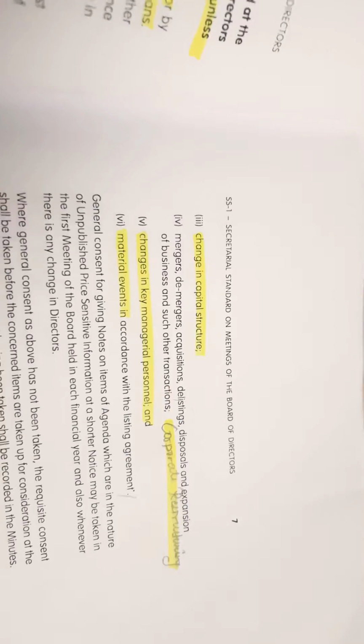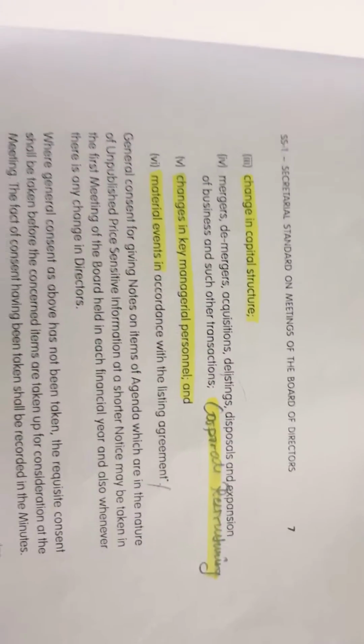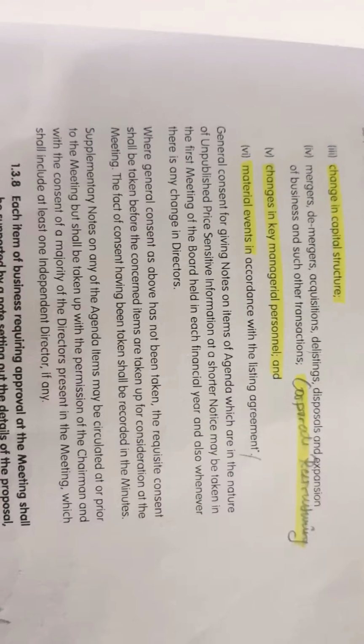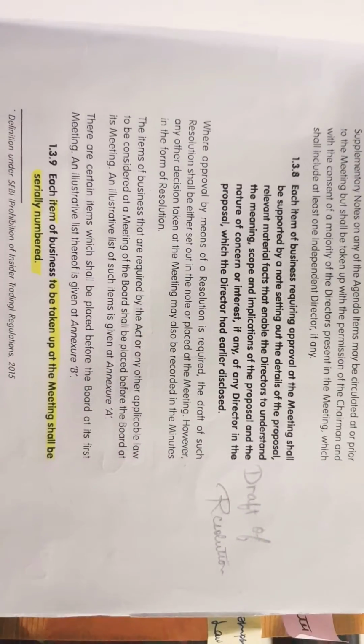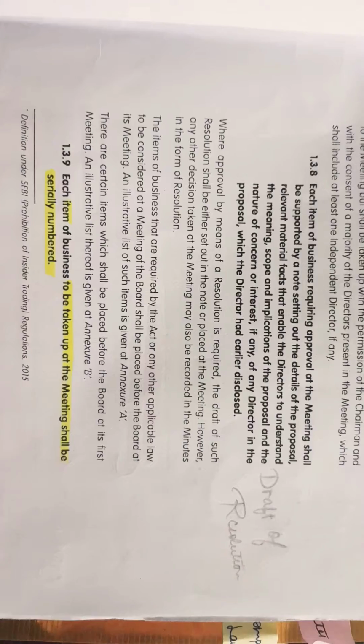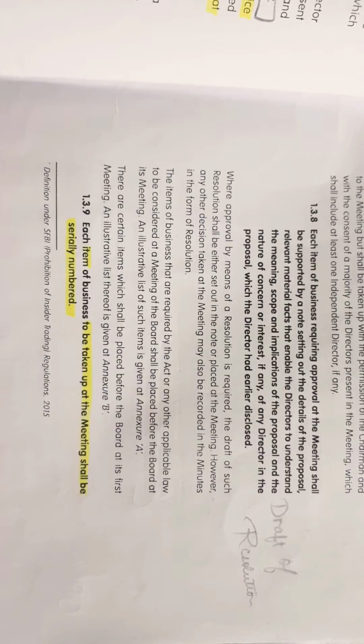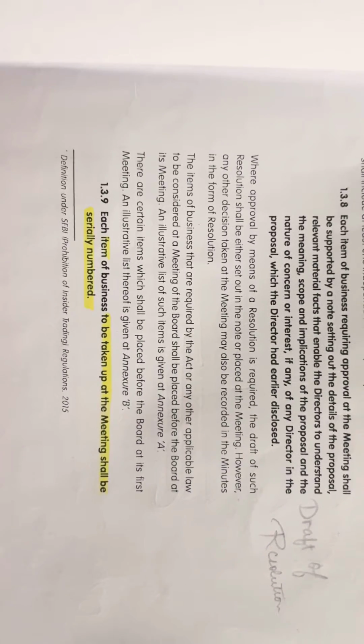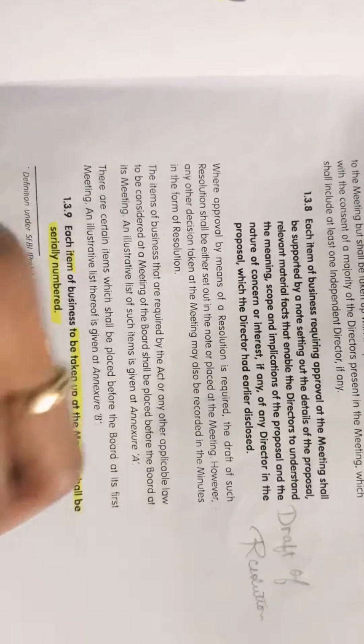Then the unpublished price sensitive information, the definition has been taken from the insider trading regulations: financial results, dividend, change in capital structure, merger, demerger, acquisition, changes in KMP, material events. Then the concept of each item of business requiring approval. When we send any agenda, the draft of the resolution should also be sent, and each item of the business should be serially numbered.